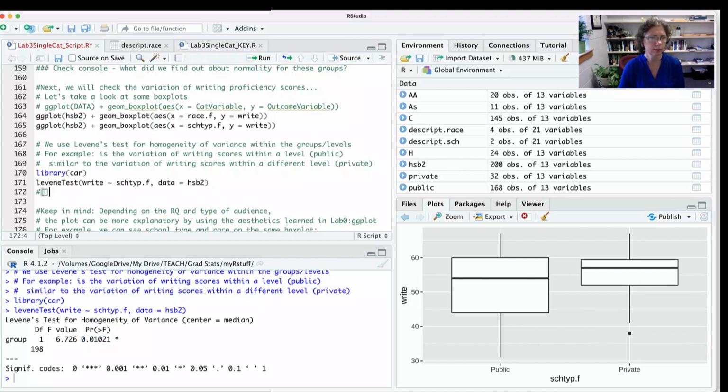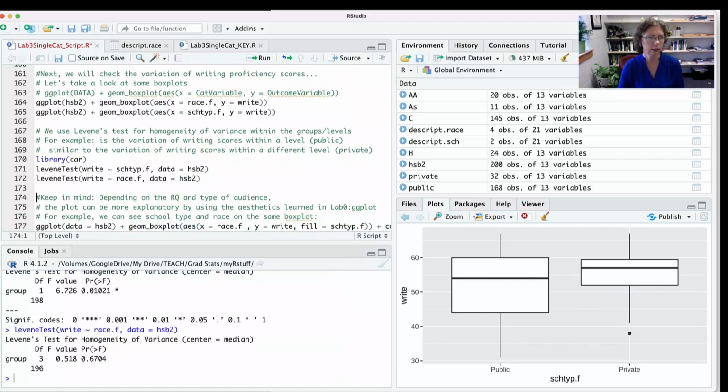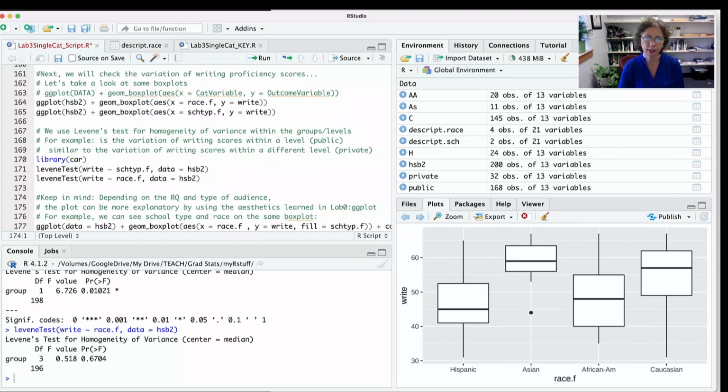And we'll do the same thing for the race variable. Running that. This is not significant. And remember, this is the biggest, looks like the most spread. This one looks like the least spread, and apparently the differences there are not significant. The difference in variation on write. Okay.